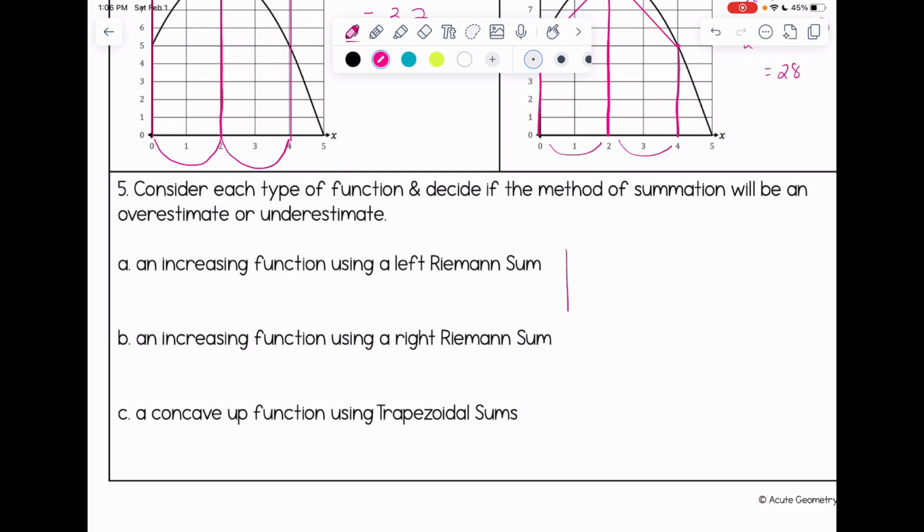So what you could do is you could draw just a picture of any increasing function. So let's say I just draw a line. And I start drawing boxes going from the left. You can see as I go across that my rectangles are under the line or under the curve if you drew a curve. So we would say that this is an underestimate.